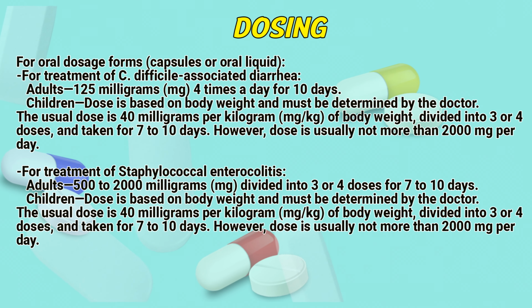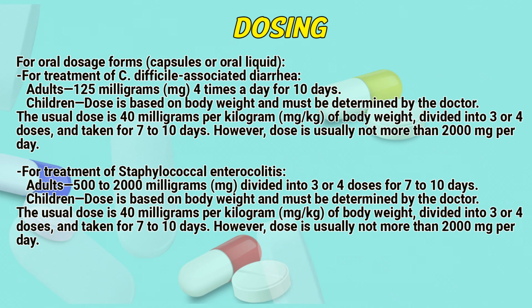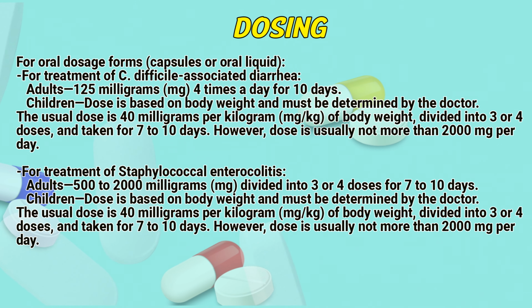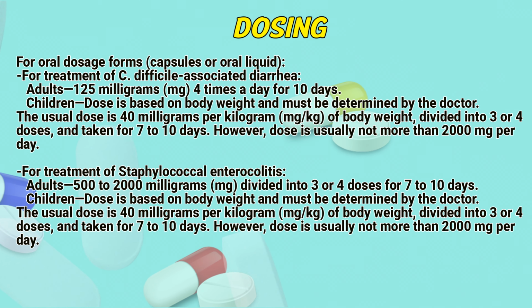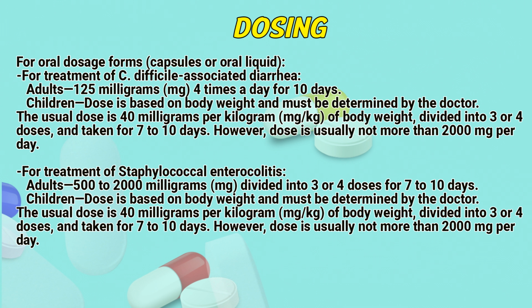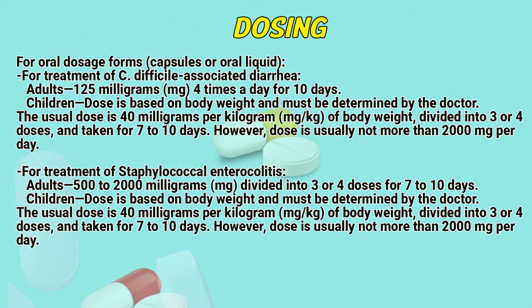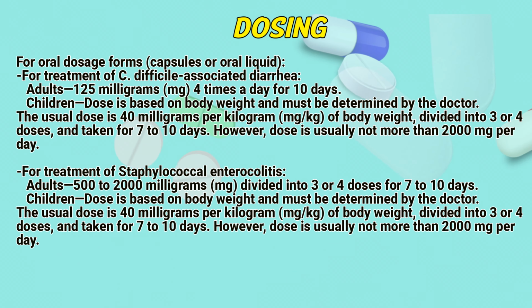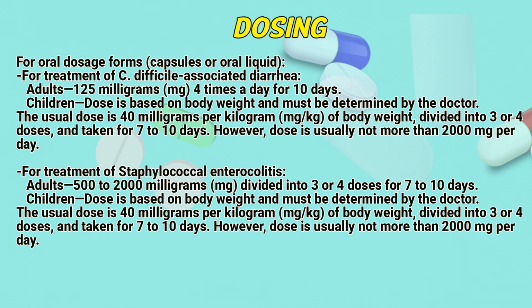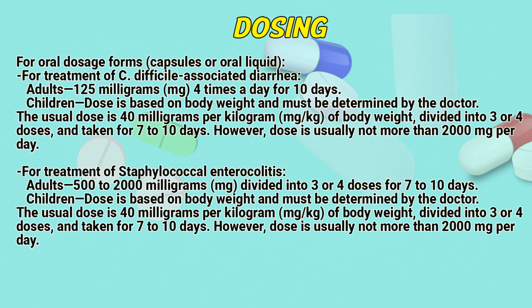For treatment of diarrhea, adults: 125 mg 4 times a day for 10 days. Children: doses are based on body weight and must be determined by the doctor. The usual dose is 40 mg per kilogram of body weight, divided into 3 or 4 doses and taken for 7 to 10 days. However, doses are usually not more than 2000 mg per day.